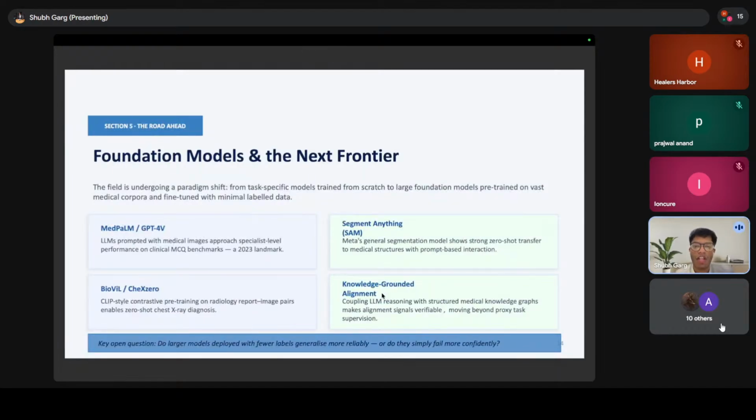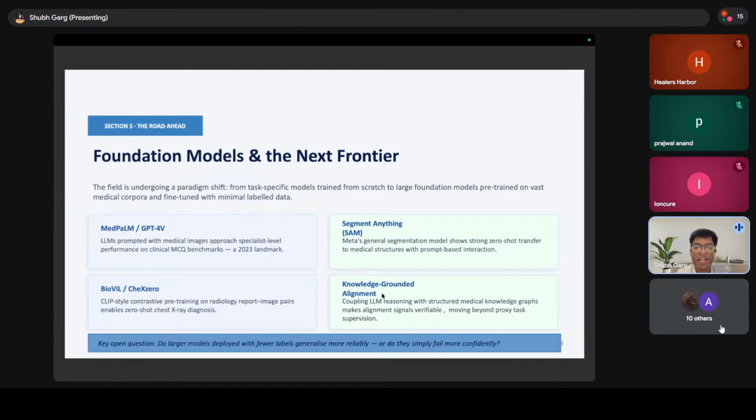Next is the foundation model. The field is undergoing a significant paradigm shift from task-specific models trained from scratch for each clinical application to large foundation models, where we can train on vast corpora and adapt to clinical tasks with minimal labeled data. Med-PaLM is Google's medical language model, and GPT-4 with vision capabilities have both demonstrated near specialist-level performance on clinical multiple choice benchmarks.